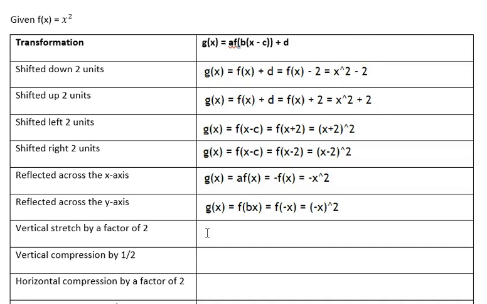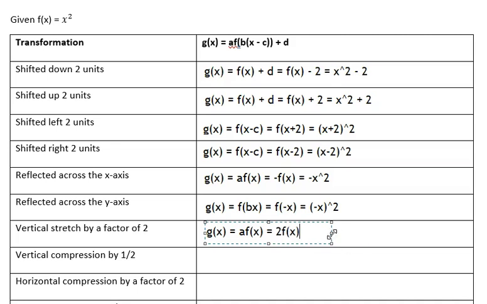Okay, so for a vertical scaling, now we're interested in a. A was the thing multiplied by the function on the outside for a vertical scaling, and there are no other transformations going on. So it's a function of the form a times f of x for a vertical scaling. And in this case, we are stretching by a factor of 2. So we're multiplying the function by 2.